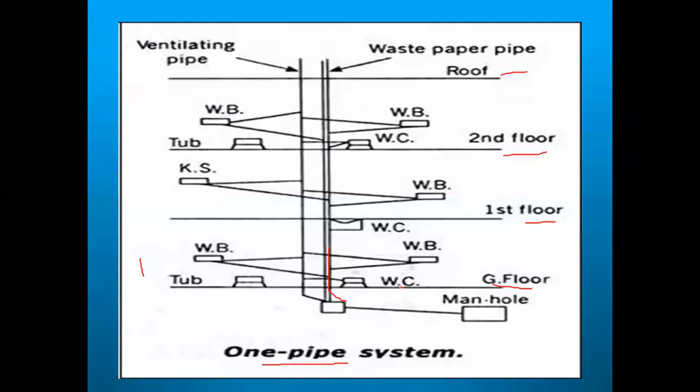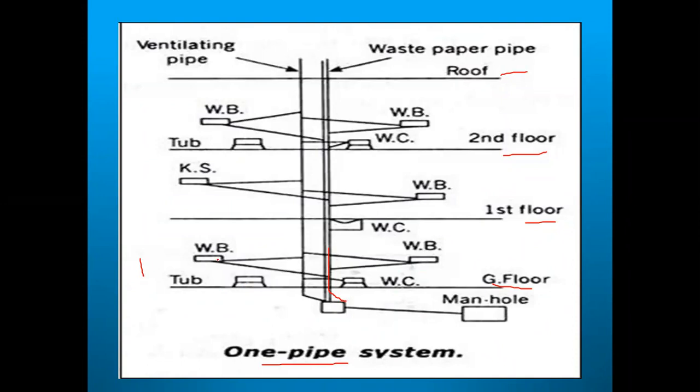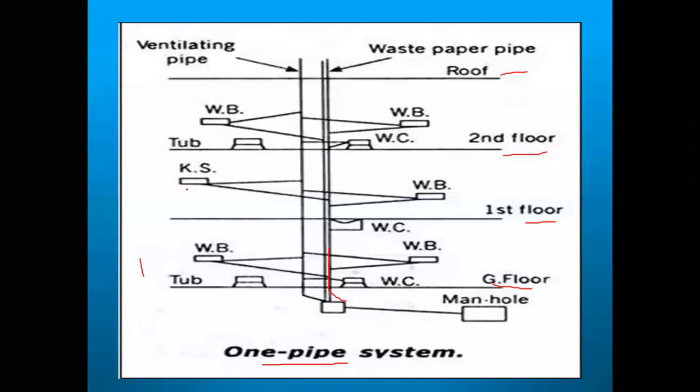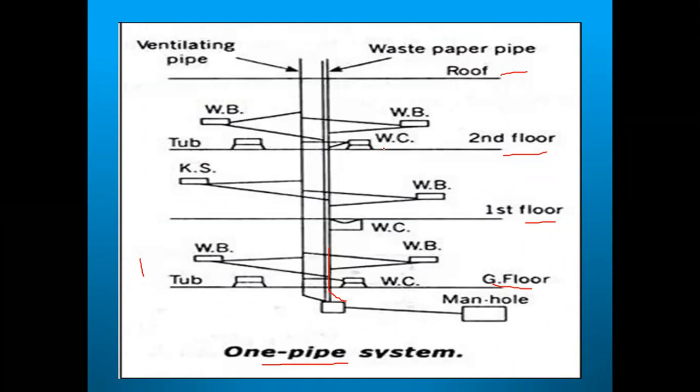On the ground floor you are having a commode, you are having a wash basin. Here you are having a bathtub, you are having a wash basin. On the second floor, you are having a wash basin, you are having a kitchen place. So you are having water closet, wash basin and the bathtub. How are they connected? Everything is connected. See here, the wash basin is connected to the ventilation pipe. The wash basin is connected to the wastewater pipe. From this side, the wash basin is connected to the ventilation pipe.